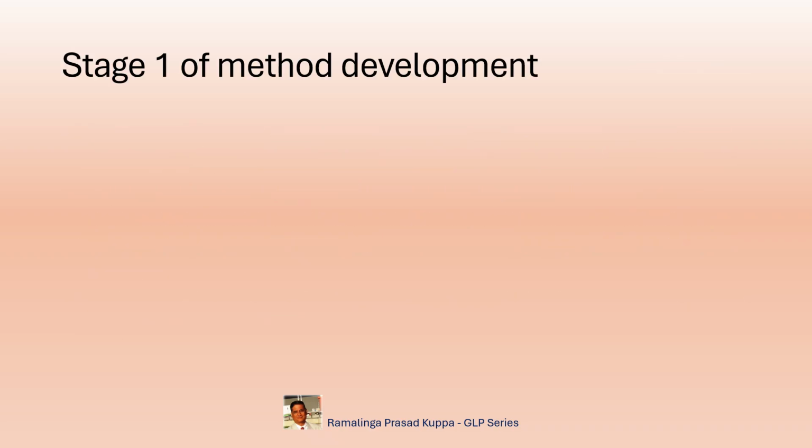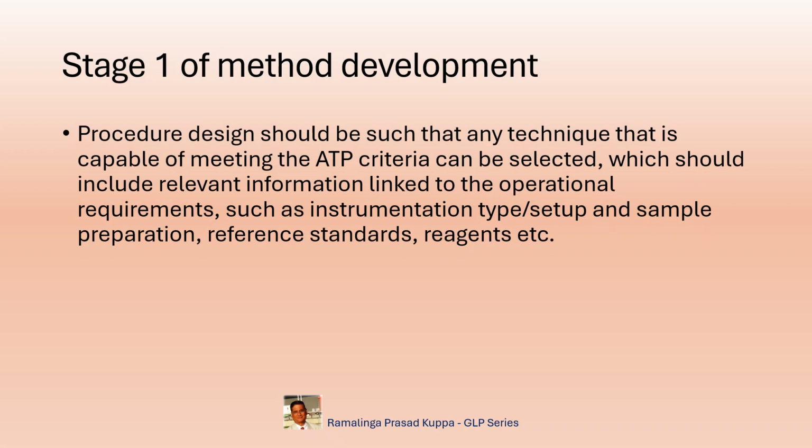Let us see some details of stage 1 of method development. Procedure design should be such that any technique that is capable of meeting the ATP criteria can be selected, which should include relevant information linked to the operational requirements such as instrumentation type, setup and sample preparation, reference standards, reagents, etc.